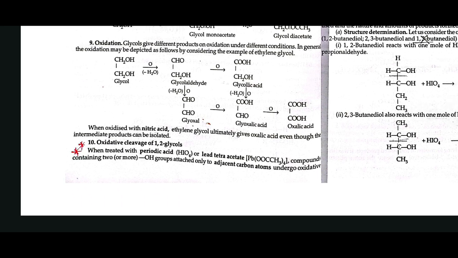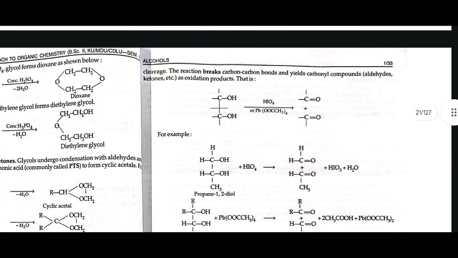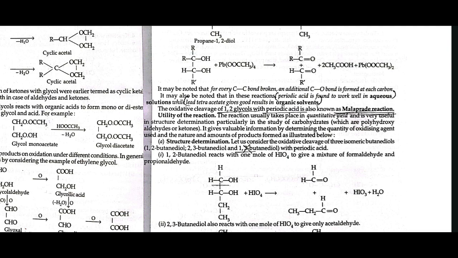Oxidative cleavage of 1,2-glycols. When treated with periodic acid, HIO4, or lead tetraacetate, Pb(OOCCH3)4, compounds containing two or more OH groups attached only to adjacent carbon atoms undergo oxidative cleavage. The reaction breaks carbon-carbon bonds and yields carbonyl compounds, aldehydes, ketones, etc., as oxidation products, as given below. The oxidative cleavage of 1,2-glycols with periodic acid is also known as the Malaprade reaction.